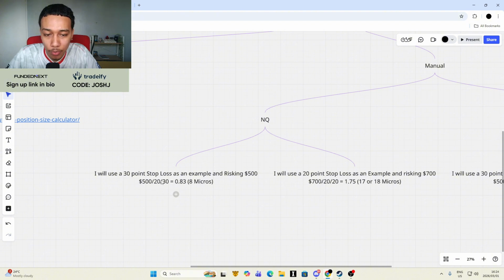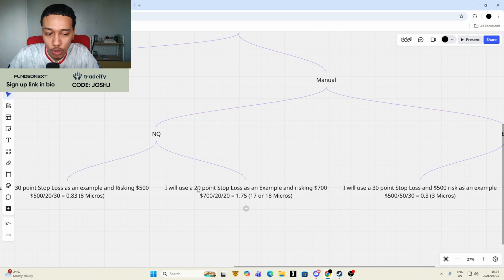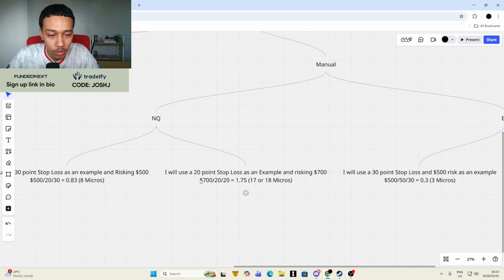So it's $20 per point for NQ. This is the point value, and then you divide by the stop loss size in points. Same goes here. Let's say we want to use a 20-point stop loss, risking $700 on NQ. You take $700 first, your dollar risk, divide by 20 for NQ, right? And then divide by the 20-point stop loss, which equals 1.75 minis, and you can't get 1.75 minis, which means you have to use micros. So it's either 17 or 18 micros, right?